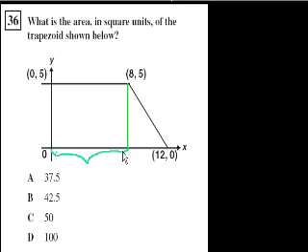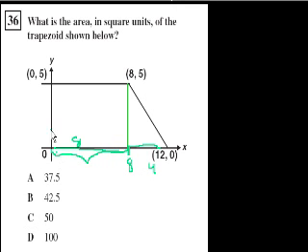Well, we're going from 0 to what? X is equal to 8 here. Right? I just went straight down from x is equal to 8, y is equal to 5. So this dimension is 8. And then when we go from x is equal to 8 to x is equal to 12, how far is that? Well, that's going to be 4.